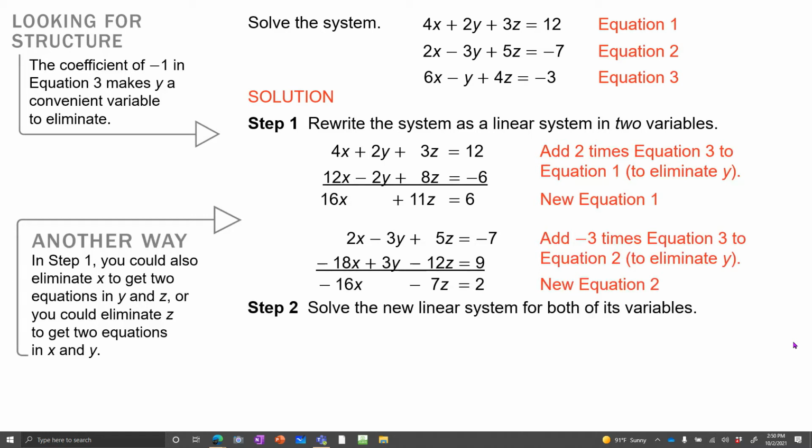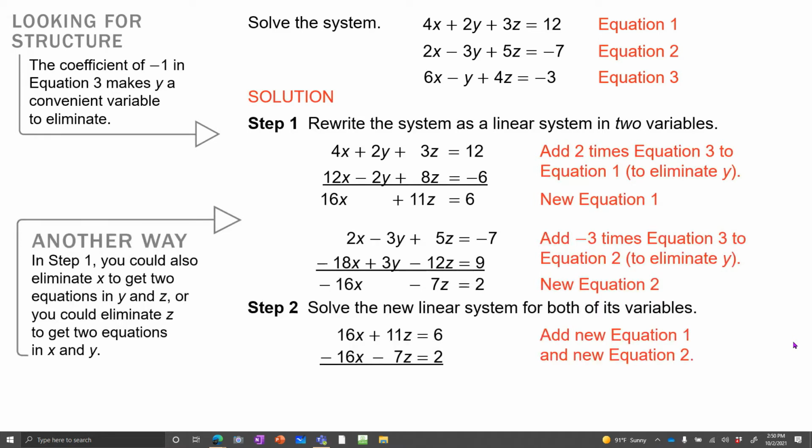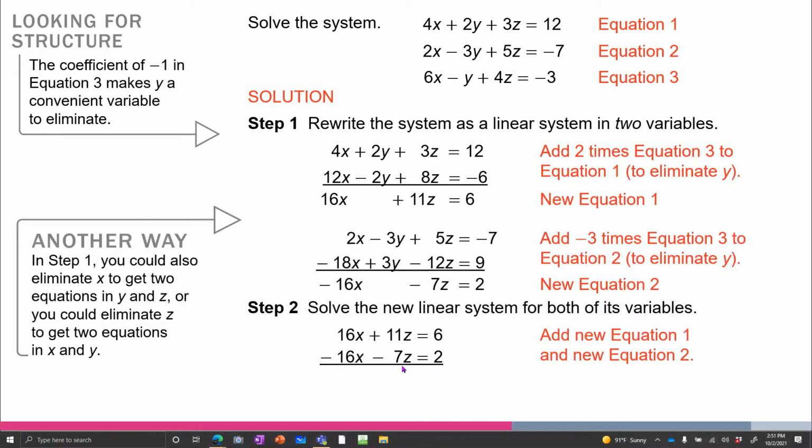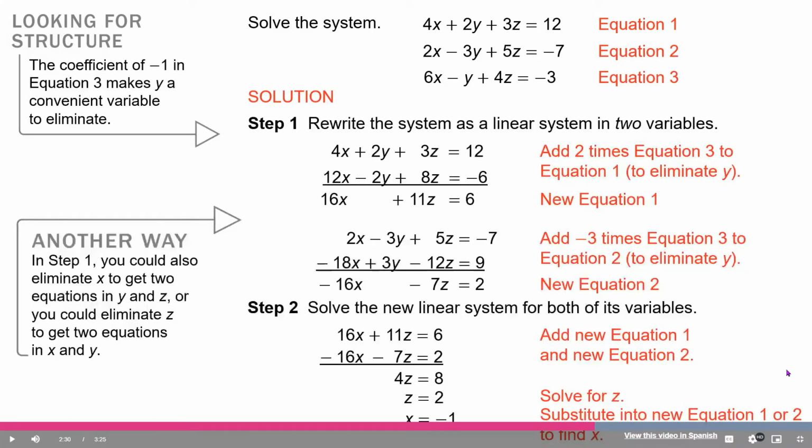Step 2, solve the new linear system for both of its variables. Add new equation 1 and new equation 2 in order to eliminate x. So 16x plus 11z equals 6 plus negative 16x minus 7z equals 2. Add the like terms appearing in the same column to get 4z equals 8. Solve for z to get z equals 2. Substitute z equals 2 into equation 1 or 2 to find the value of x. x equals negative 1.